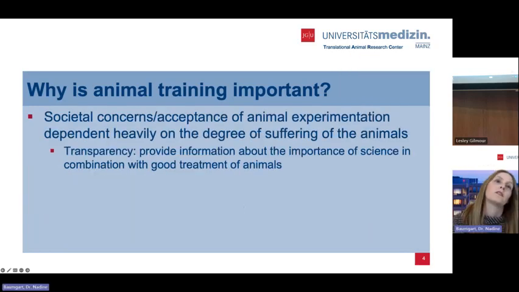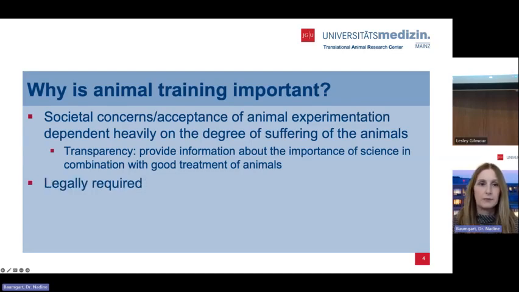And also when we think about society and the view on animal experimentation in public, we can say that there are more concerns if the degree of suffering in the animals is higher. And it's a very good thing if we can say, okay, these are the experiments we are doing and they are very important and this is why we are doing them. But on the other hand, we also can show how we treat the animals. We do these very important experiments, but we treat the animals as well as possible. So this improves the acceptance of animal experimentation in public.